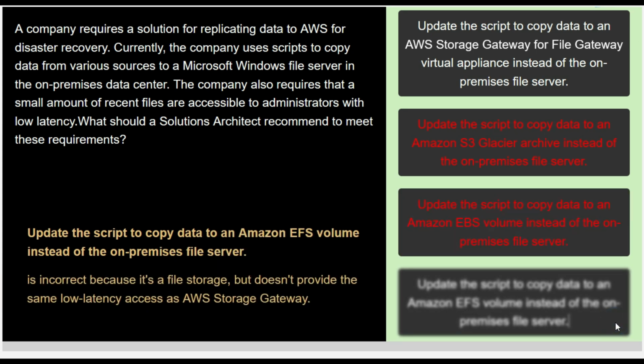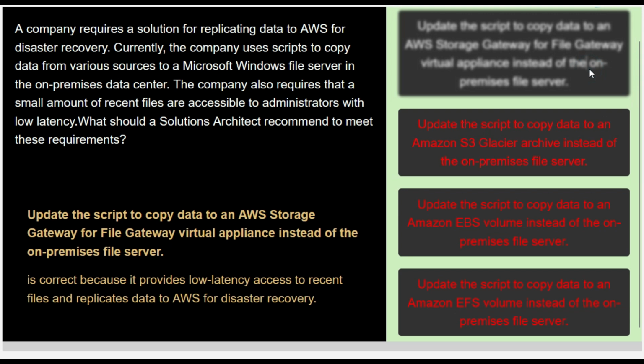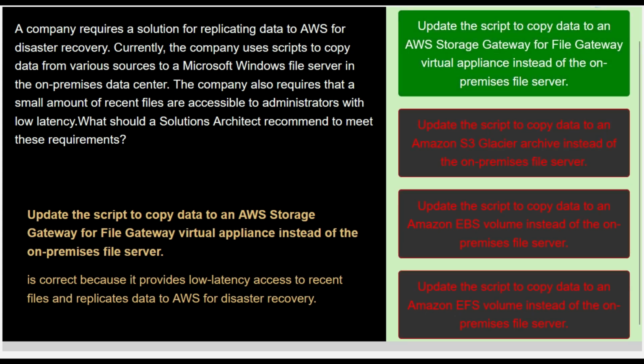Option 4, update the script to copy data to an Amazon EFS volume instead of the on-premises file server. This option is also incorrect because it's a file storage but doesn't provide the same low latency access as AWS Storage Gateway. Okay, so option number 4 is also the wrong answer. Option number 1, update the script to copy data to an AWS storage gateway for file gateway virtual appliance instead of on-premises file server. So this option is correct, option 1, because it provides low latency access to recent files and replicates data to AWS for disaster recovery. Okay, so at the end your option 1 is the correct answer.